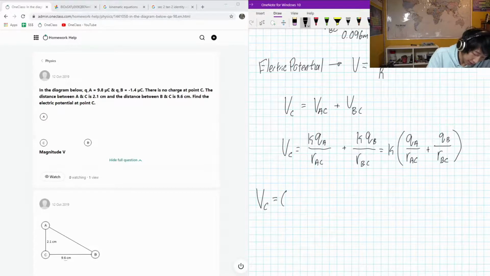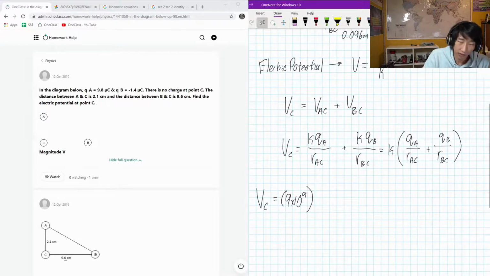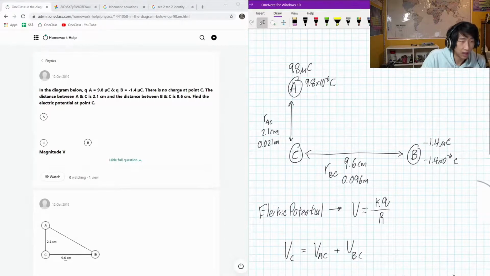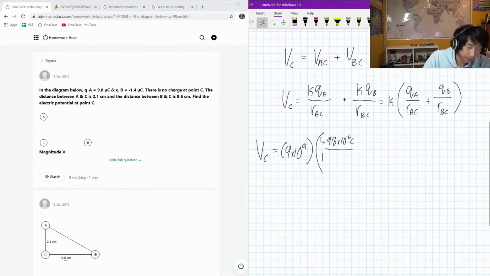Okay, so our K value, that is 9 times 10 to the power of 9. Coulomb's constant. It's a good thing to memorize, but you'll most likely have it on an equation sheet if you see this in a test. Okay, and then we have QA. That's a positive one. We got to keep these signs front and center in our mind, times 10 to the negative 6 coulombs. Over the distance between A and C, that is 0.021.